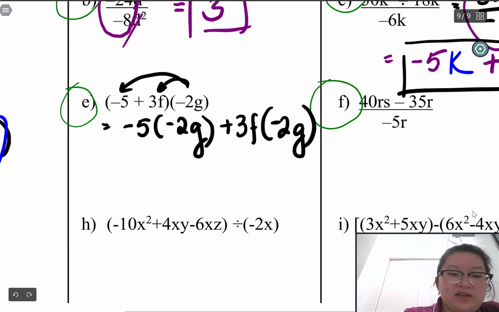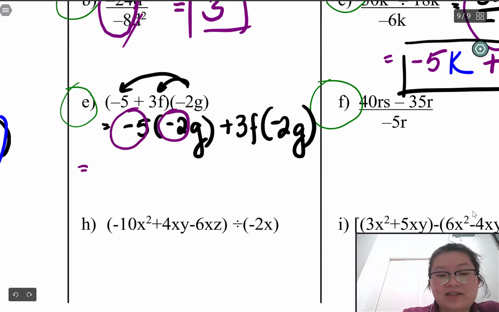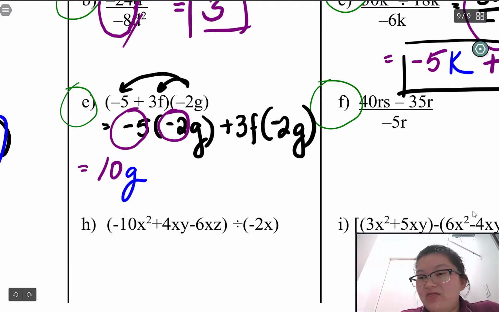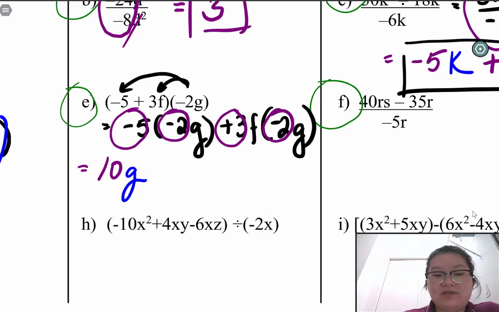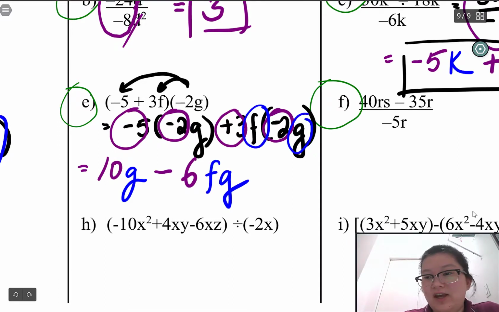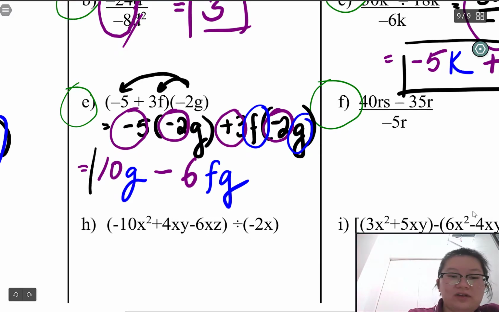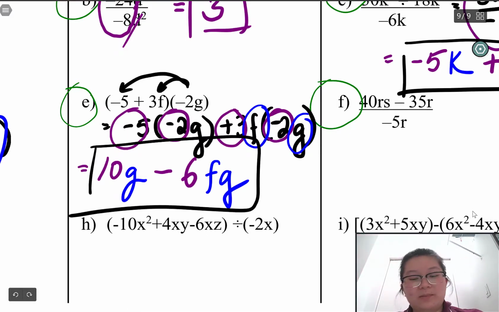Again, numbers treat the numbers. Negative 5 times negative 2 gives us 10. The g is a loner, so the g just sticks around. And then we have plus 3 times negative 2, giving us negative 6. F and G have nothing to do with one another, so I just leave it as F times G in alphabetical order. That's it. There's my answer.